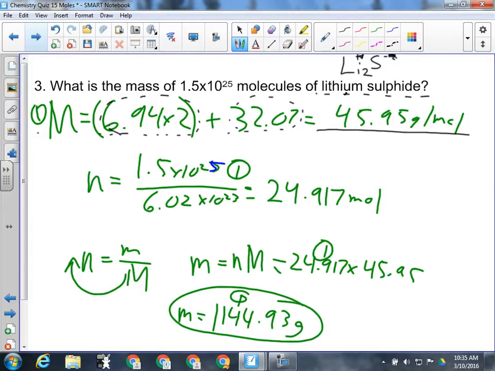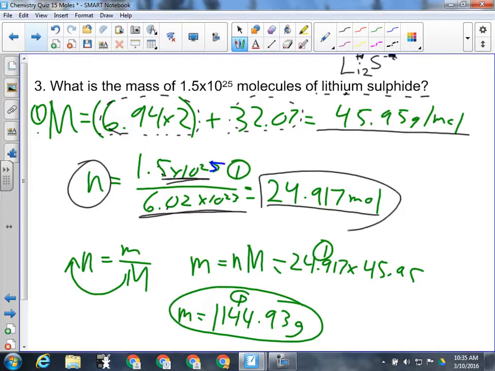Our next step, we have to calculate the number of moles. We take the number of molecules we have, we divide by the number of molecules in 1 mole, and that gives us the number of moles. So if they have that step, 1.5 times 10 to the 25 over 6.02 times 10 to the 23, you can give them a mark for that. Whether they got the answer for that part right or not, if they showed that step, that's a method mark.